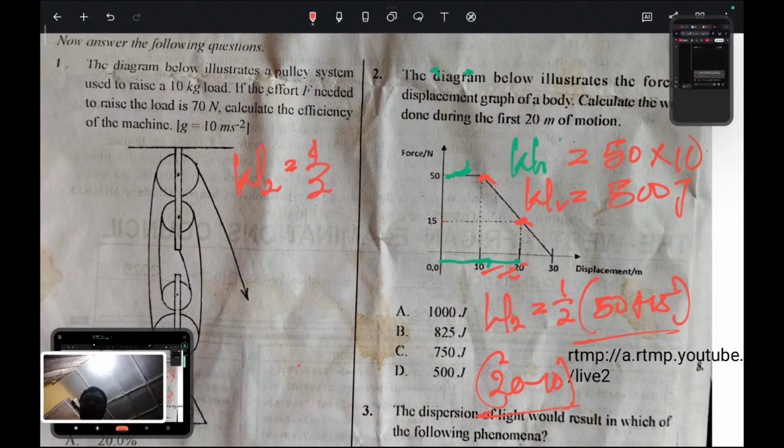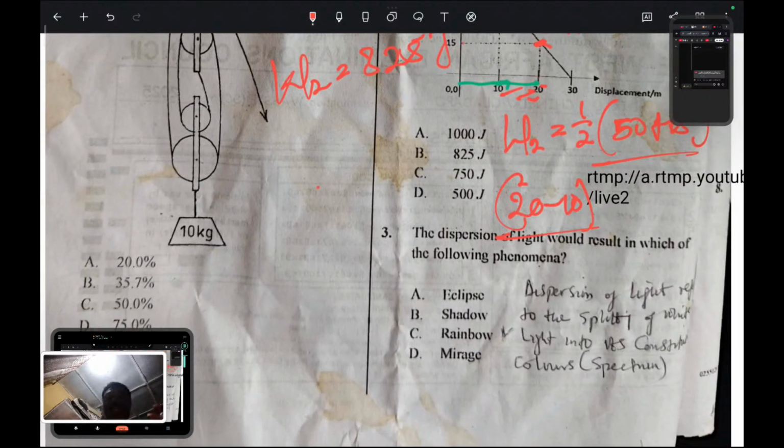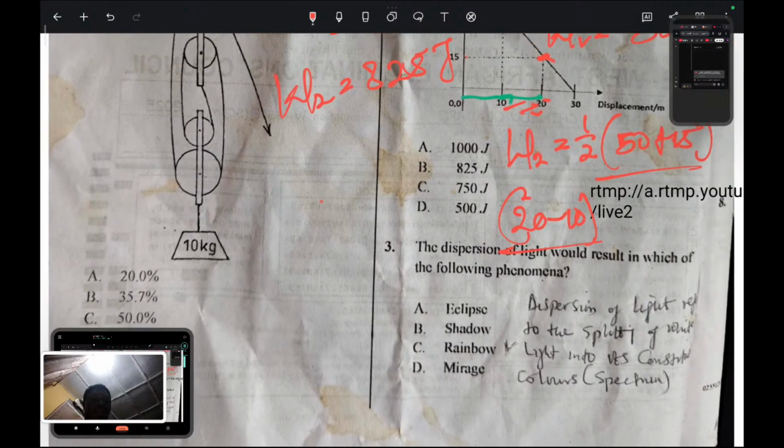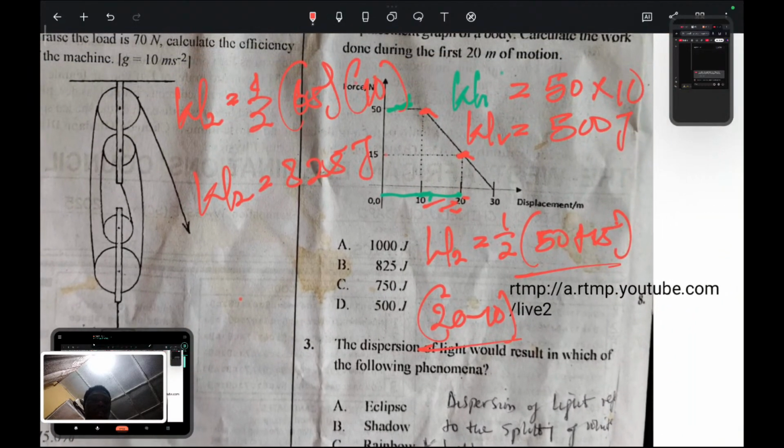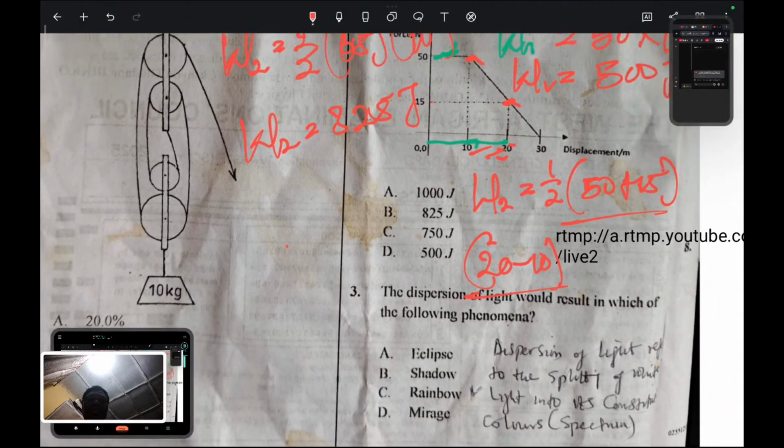Is that clear? So with this, our W2 will now equal 1 over 2 into, what do we have? 65, right? 65 into 10. So that our W2 will now equal 325 joules. My pen is not reacting properly, just manage what you are seeing. Is that clear? So our W1 was 500, our W2 325.